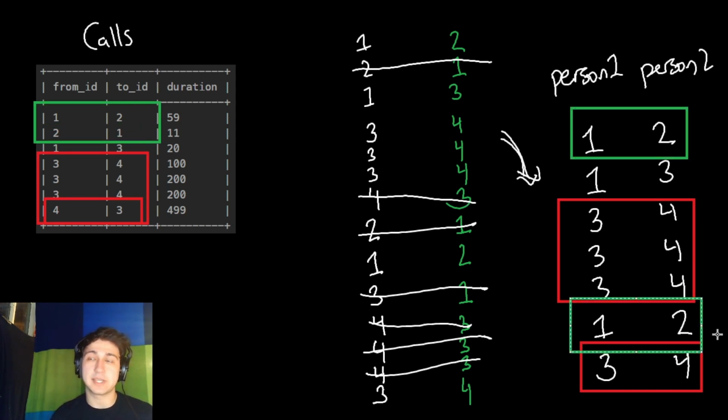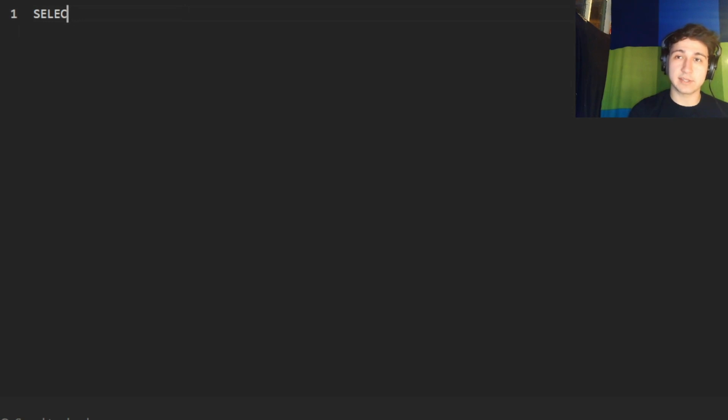And now it will group these and give us what we need. So I've been talking a lot. Let's jump into code and implement it so I can show you what I mean by this. First, we're going to select the 2 columns of callers from our calls table.